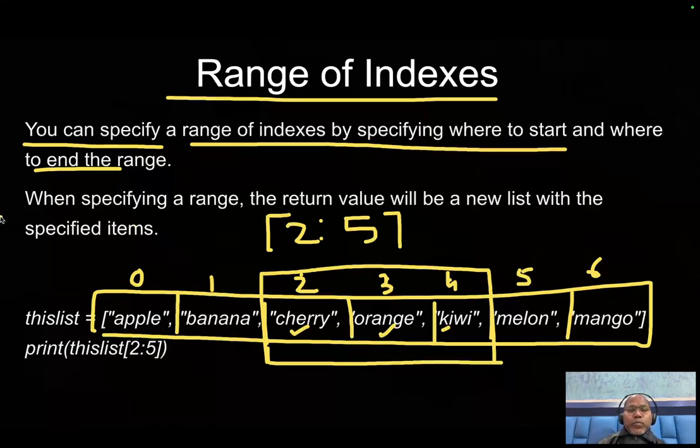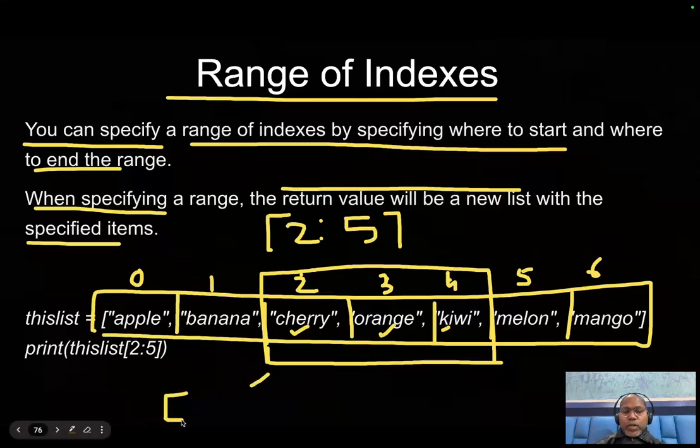When you specify a range, the return value will be a new list. Whatever you specify, it creates one new list and returns it to you.